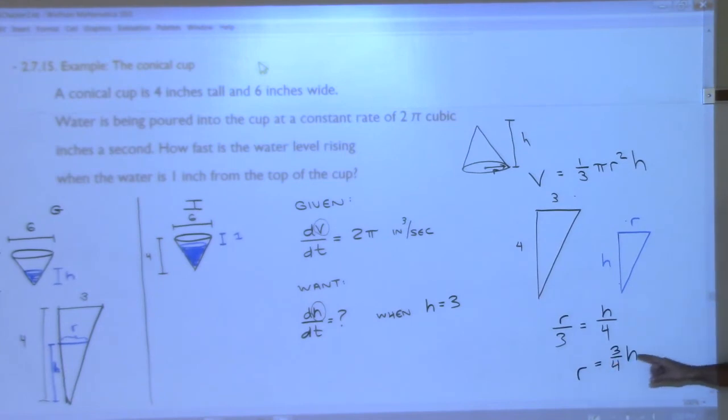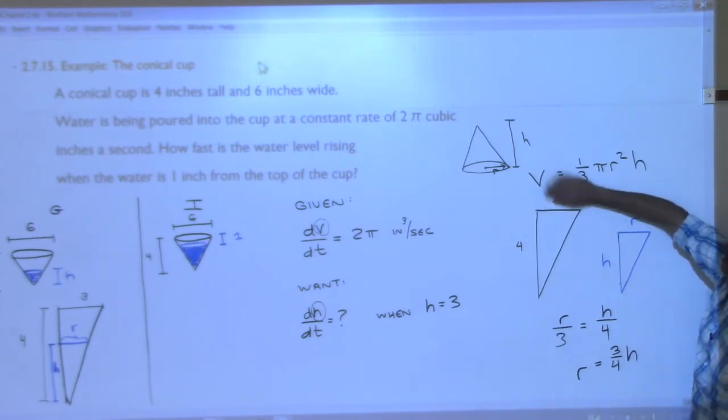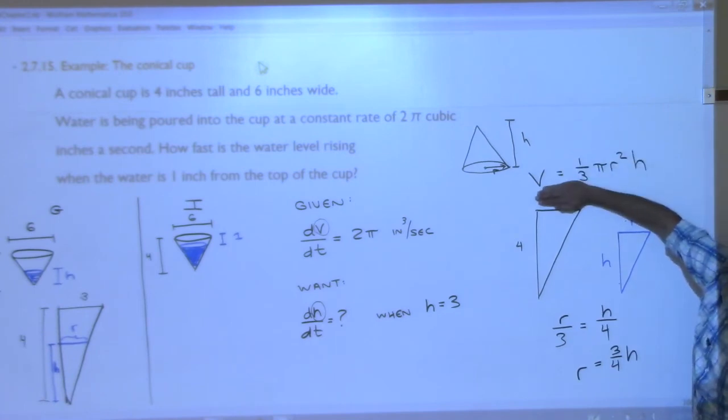If R is 3/4 H, I can now take that and replace it right here, and now my equation has nothing but V and H in it. I've eliminated R. Do y'all see that? I've eliminated R from the equation. So using, this is the volume of any cone.